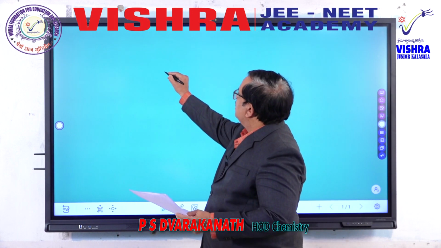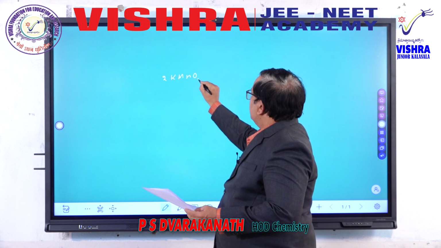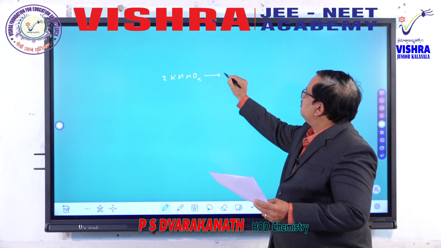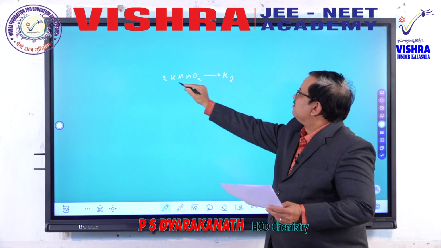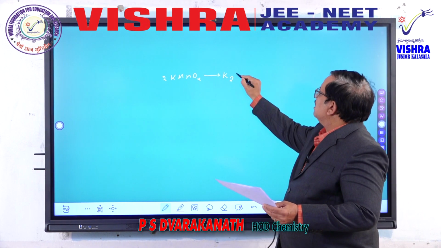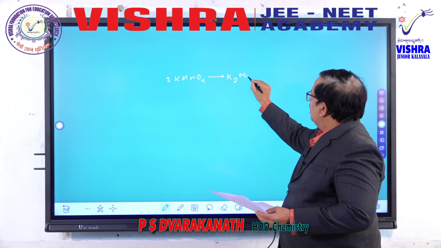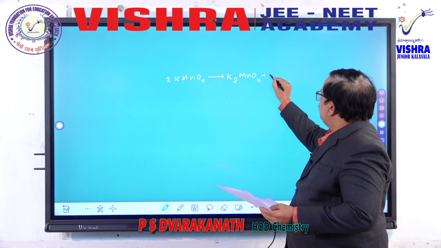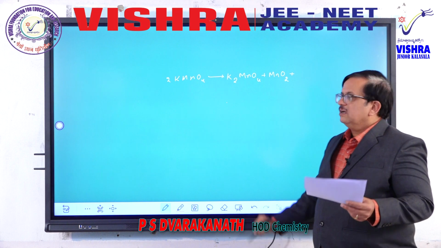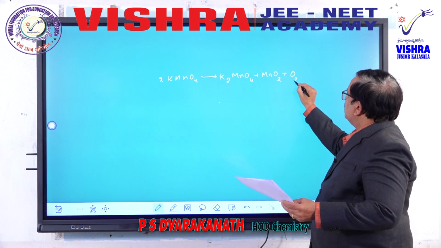That is the 2KMnO4, it dissociates to give K2MnO4. The color of the KMnO4 is purple, it is due to the charge transfer. K2MnO4 and MnO2, which is used in the laboratory, that is pyrolusite, and oxygen is formed.